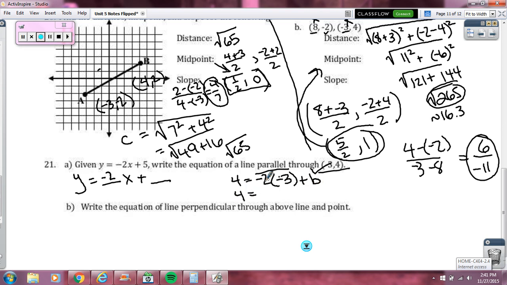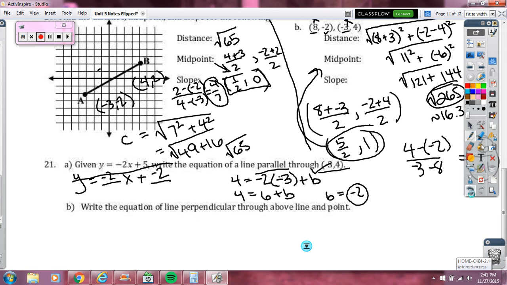So 4 equals 6 plus b. Think about it. 4 equals 6 plus some magical number. That magical number better be -2. That's what I'll put in for b. And I'm done. Whoa! Got excited there. So this guy is my answer.